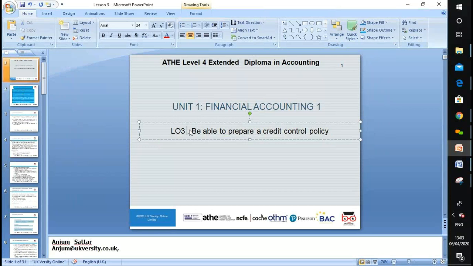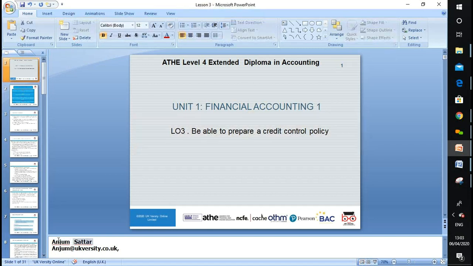Okay, welcome everyone. We'll start our third lesson, lesson 3. In this lesson, we'll go through LO3, which is Learning Outcome 3: be able to prepare a credit control policy.